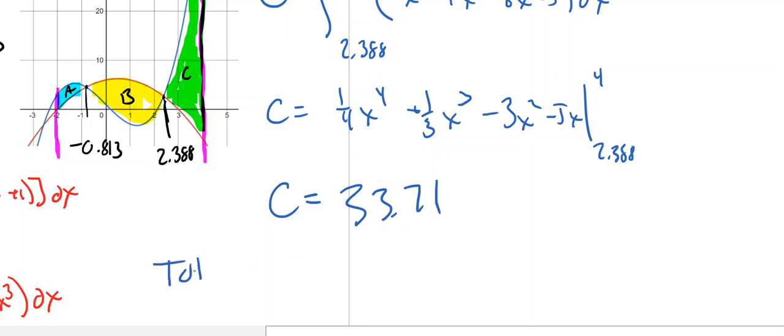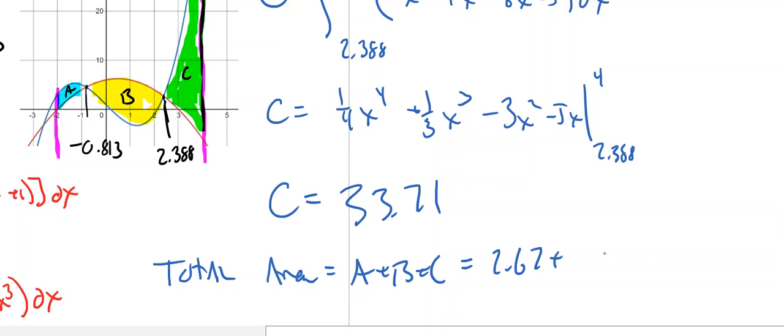So the total area is A plus B plus C, which is 2.67 plus the 18.39 plus the 33.71. And so the total area is going to be equal to 54.77. All right, and that is area between two curves.